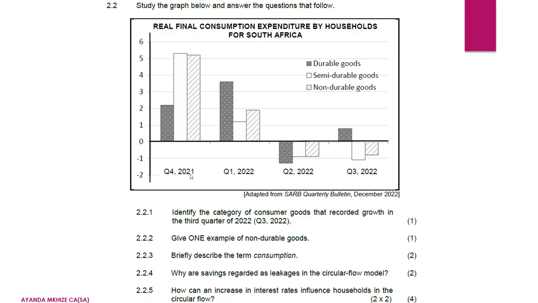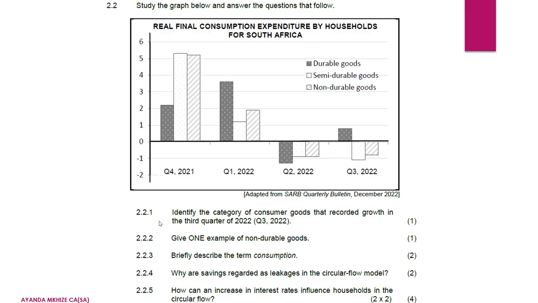If we look at Q4 of 2021, everything is above 0. In Q1 of 2022, everything is above 0. In Q2 of 2022, we see a change. In Q3 of 2022, we also see a change, but mainly in durable goods. Overall, this is the real final consumption expenditure by households in South Africa for the last quarter of 2021 and quarters 1, 2, and 3 of 2022. Now we've seen and analyzed the graph. Let us see the question that follows.